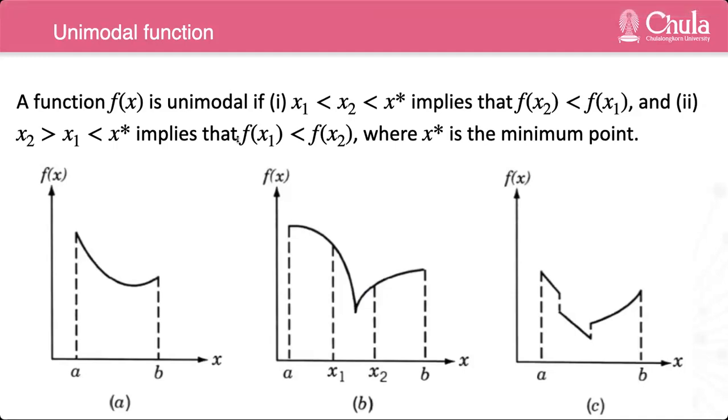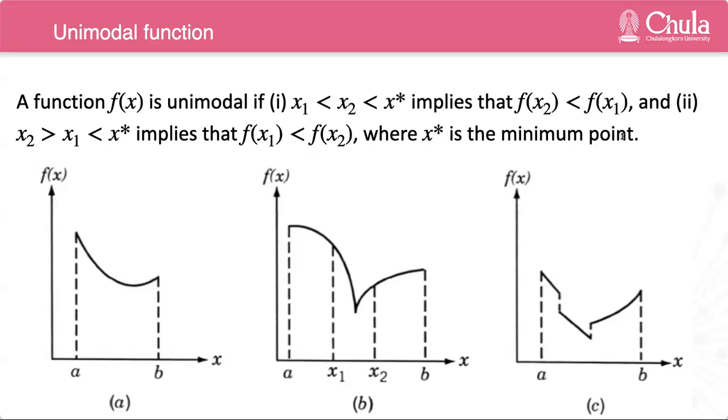The first thing, I should introduce you to the unimodal function, the idea of a unimodal function. A function f is unimodal if x1 is less than x2 and less than x star, implies that f(x2) is less than f(x1), and if x2 is greater than x1 but less than x star, implies that f(x1) is less than f(x2), where x star is the minimum point.